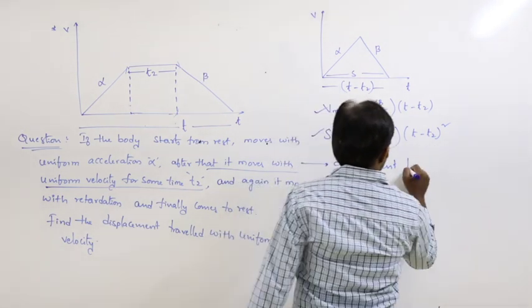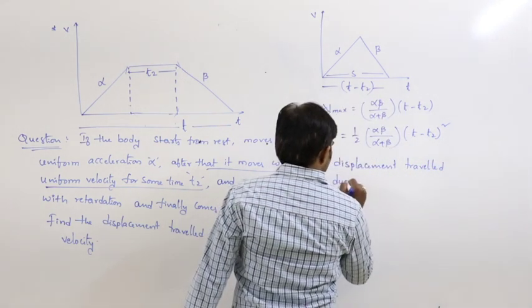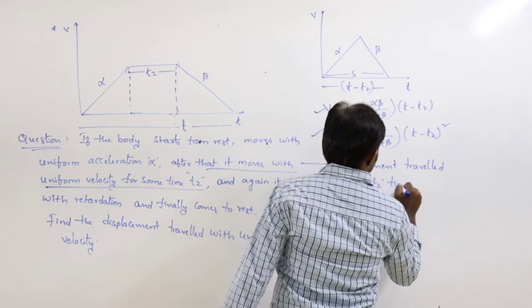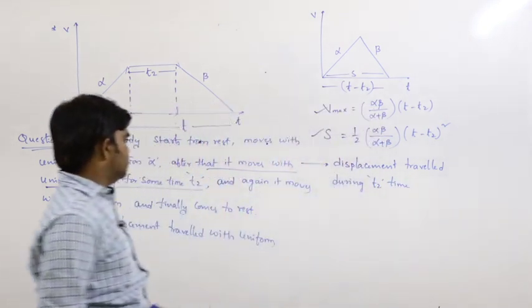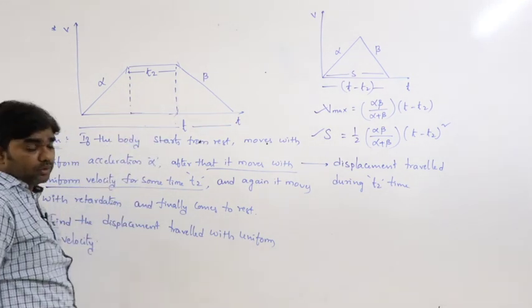Displacements travelled during T2 time, or during uniform velocity. Displacement travelled during T2, velocity, T2 time.